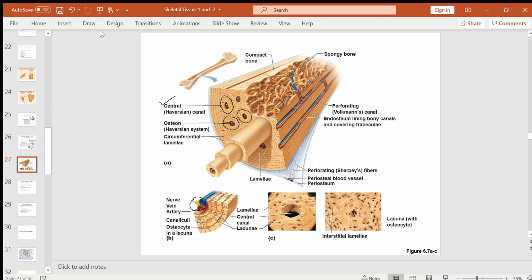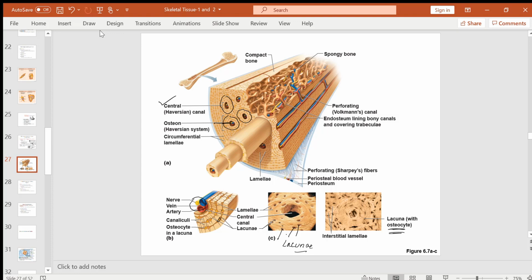And you see these are the osteocytes located inside the lacunae. You see here these tiny spaces are called lacunae. Lacunae or lacunai, both are correct. And these dark structures you see here, these are the osteocytes. So osteocyte within lacunae.